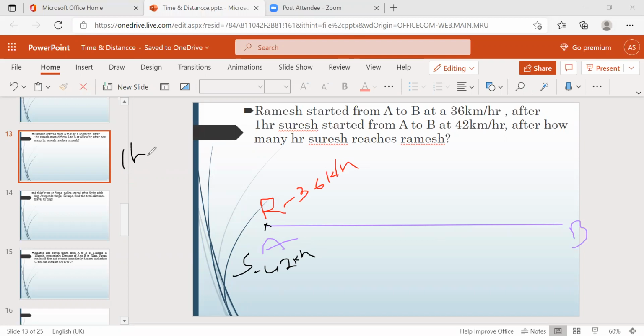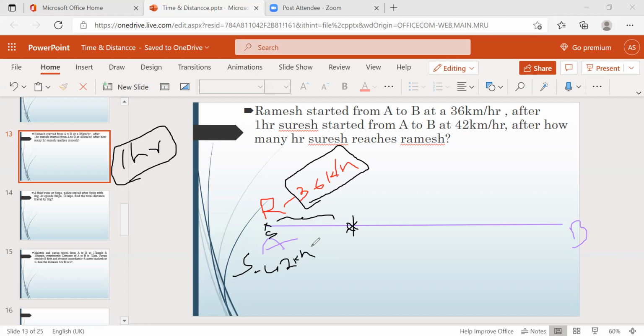1 hour. So in this 1 hour, Ramesh traveled, right? Ramesh traveled with 36 kilometer per hour. What does it mean? Per hour. That means in 1 hour, he will cover 36 kilometers. That means when Suresh started here, Ramesh is already here. What's the distance here? 36. This is 36. Now Ramesh is here, Suresh is here. He needs to cover this distance. Then he'll overtake Ramesh.